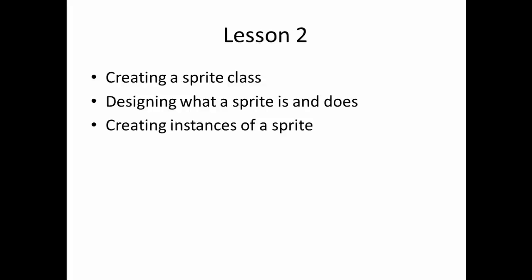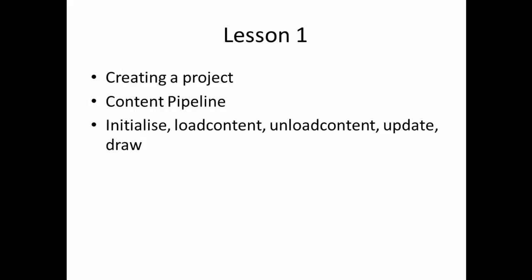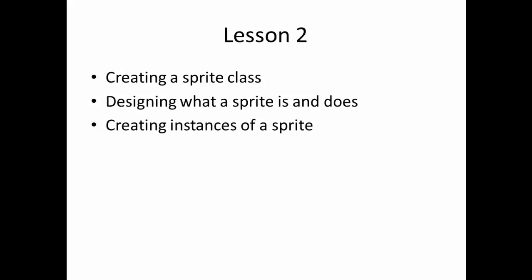This is Module 2 working with MonoGame, and in Lesson 2 we're going to be looking at creating a sprite class, designing what a sprite is and what it does, and creating instances of that sprite. Before, we just looked very briefly at the different elements of MonoGame, but we're going to see all of that in action now. Okay.